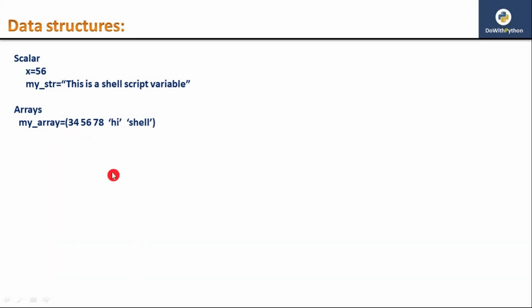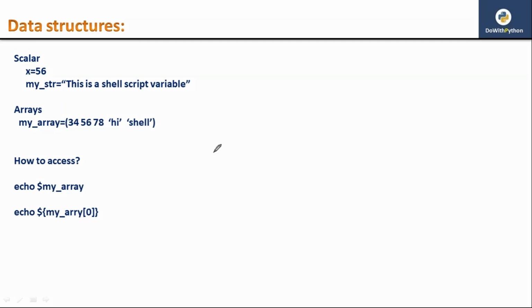Now if this is your array, how do you access the array values? Very simple. If you want to display the x variable value, if x equals 56, how can you display it? Echo $x in quotation. Same thing you can do: echo $myArray. Then what will happen? By default, if it is an array, you will get only the first value.